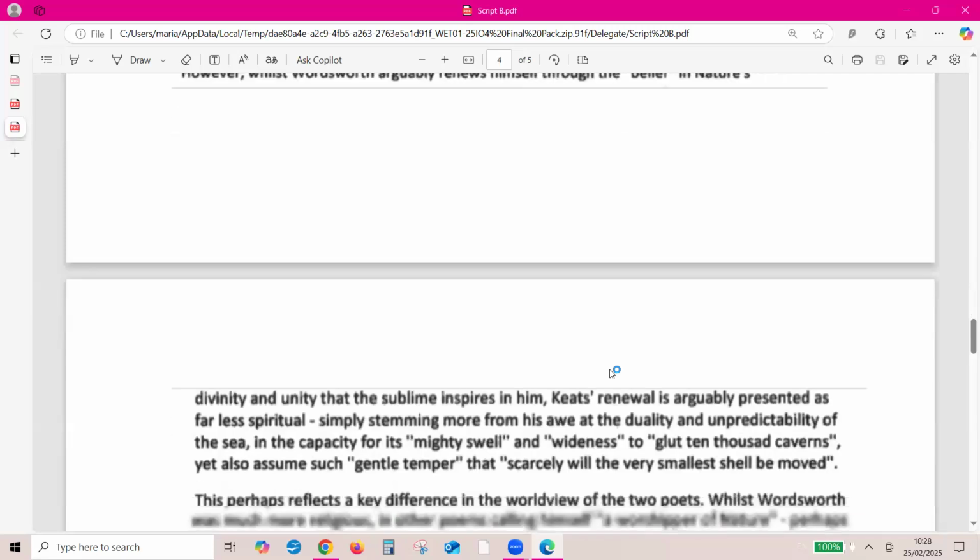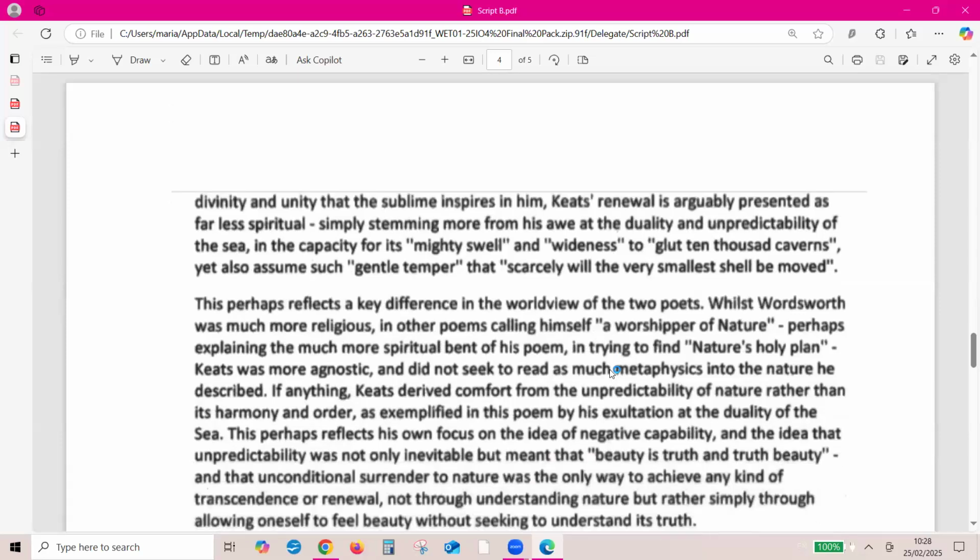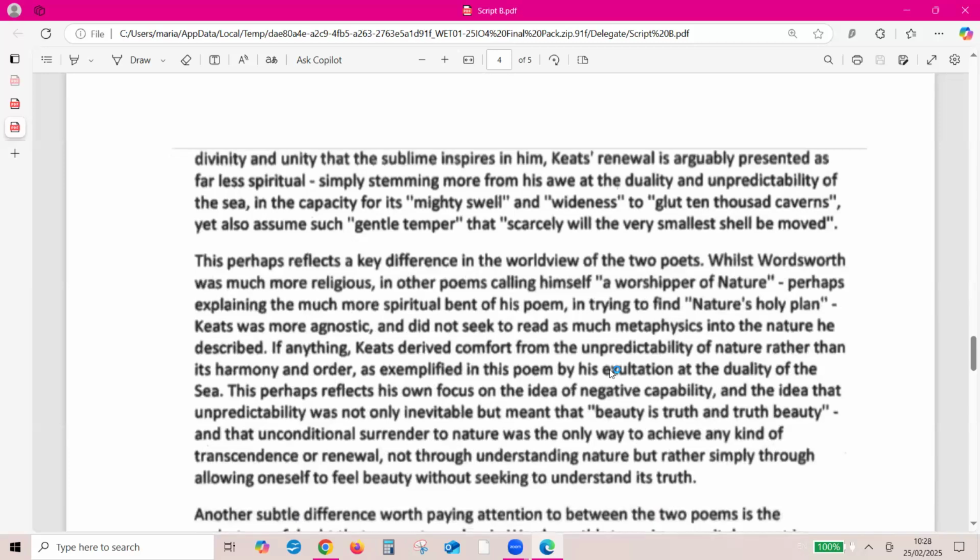However, while Wordsworth arguably renews himself through belief in nature's divinity and the unity that the sublime aspires to, Keats's renewal is presented as far less spiritual, simply stemming from awe at the duality and unpredictability of the sea, the capacity for the mighty swell and wideness to glut 10,000 caverns, yet assume a gentle temper that scarcely will the smallest shell be moved. It perhaps shows a key difference in the worldview of the poets.